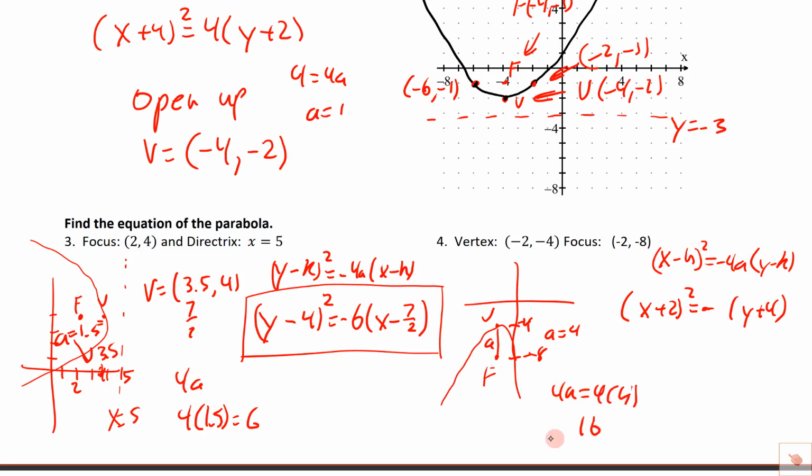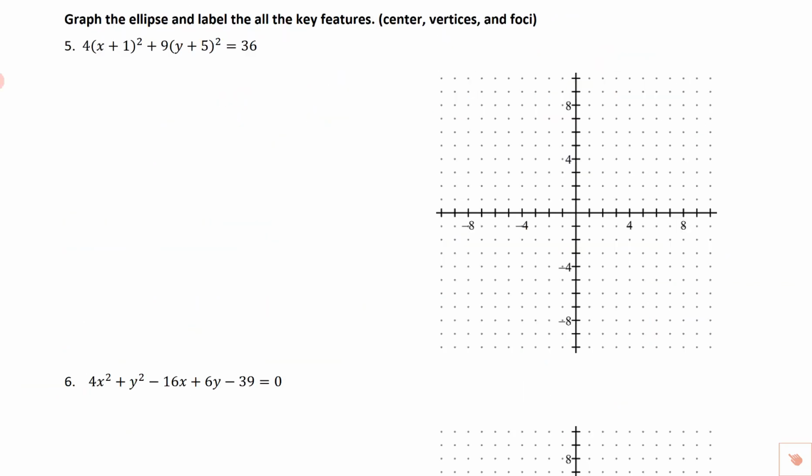So we're going to end up with a 16. So 4a is equal to 16. So we're going to put a 16 right here. So we've got, yeah, looks great. X plus 2 quantity squared, and then we've got the negative because it opens down, and then we've got y plus 4. So we're going to go ahead and box that in, and we're all set to look at the next page. So same type of setup on this page.